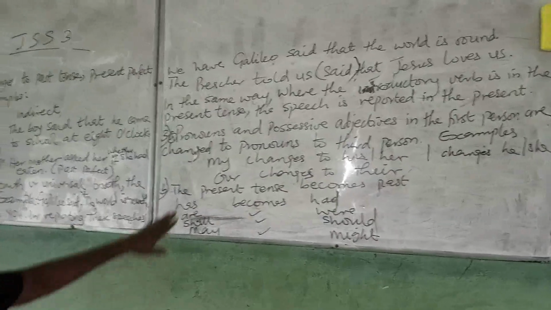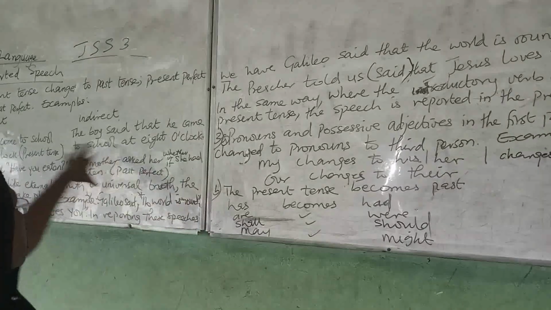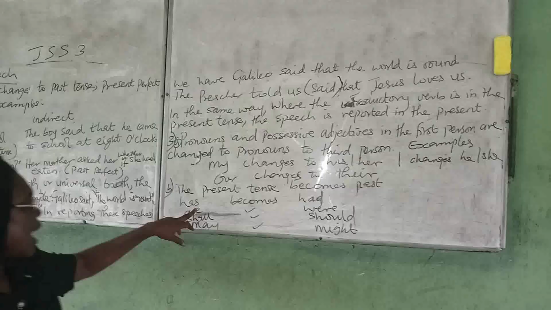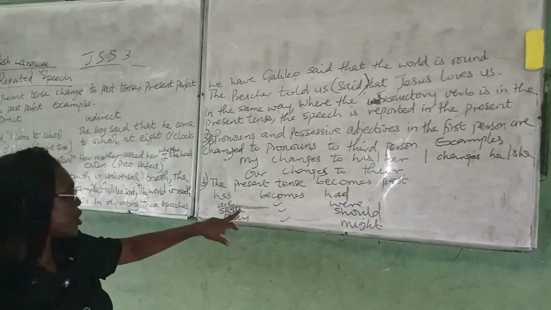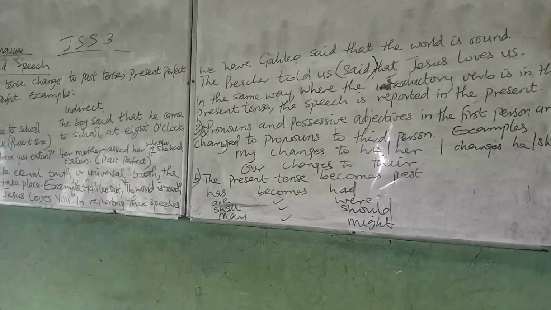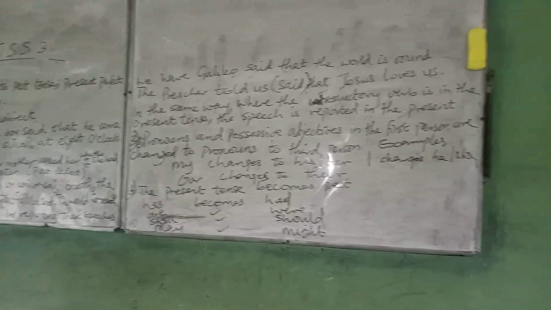So again, in the present tense, that is what we illustrated at the beginning. Has, we change to had. Are, will, shall, should, may, might, can, could, and so on. These are some of the changes.